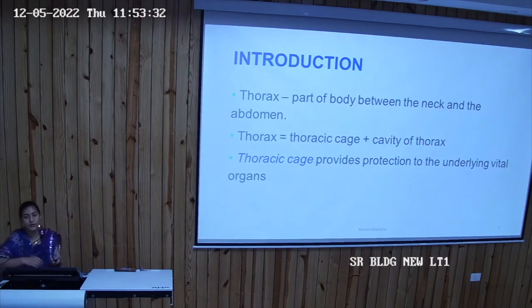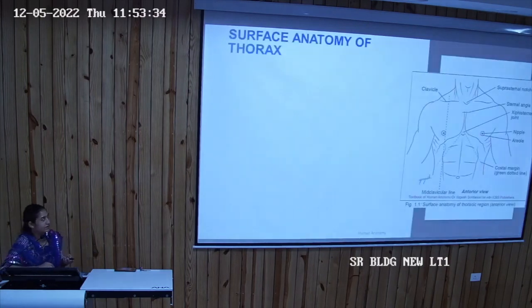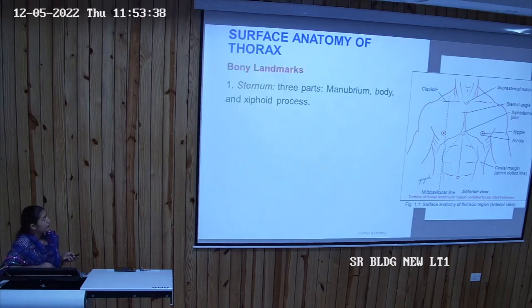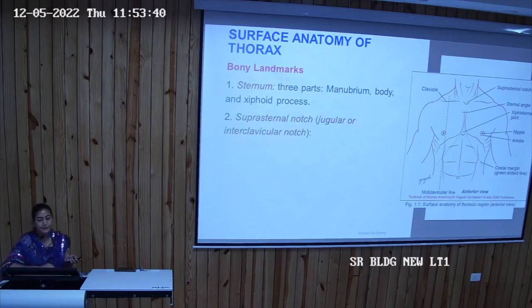So before beginning the thorax, I would like to show you some surface anatomy of the thorax, though you have seen this earlier also. So one is the sternum. So all of you know what are the parts of the sternum: manubrium, body and the xiphisternum. Then you have suprasternal notch, that is the notch above the manubrium or between the two clavicles. It derives its name as it is located on the superior border of the manubrium.